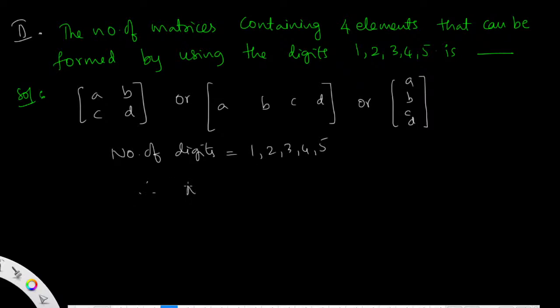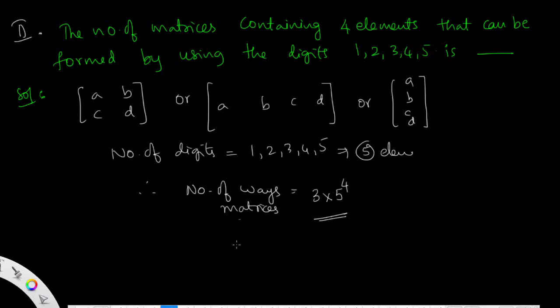Therefore, the total number of ways of forming matrices containing 4 elements using the given digits: how many elements are given? 5 elements are given. The number of ways of forming matrices is 3 into 5 to the power of 4. 4 elements only we can select, and a 3 by 3 square matrix cannot be formed.